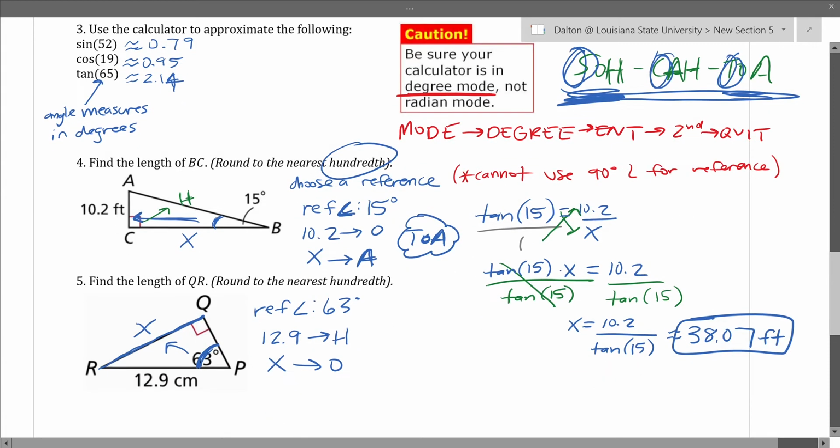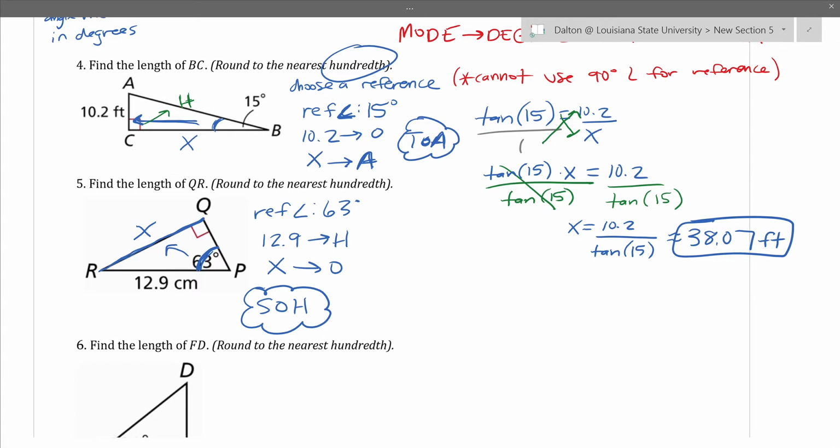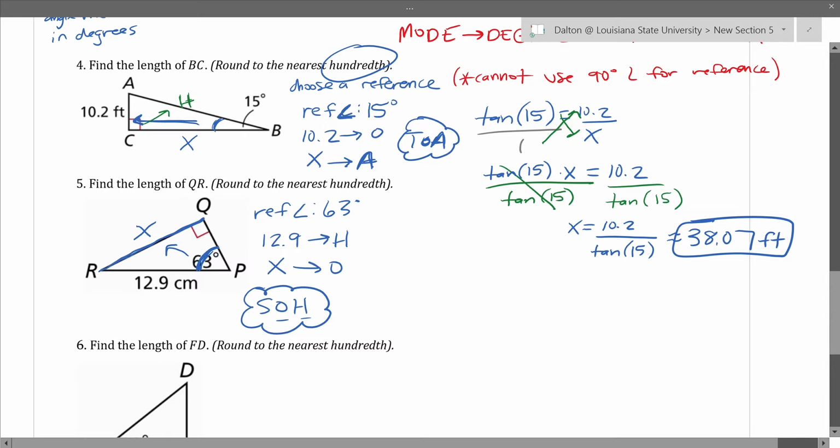S-O-H, the SO. So it's going to be the sine function. That's how you know which one to pick. So now let's set up our equation. Sine equals opposite over hypotenuse. So that means the sine of our angle 63 is equal to opposite over hypotenuse. Well, opposite is x, so it's going to be x over the hypotenuse, which is 12.9.